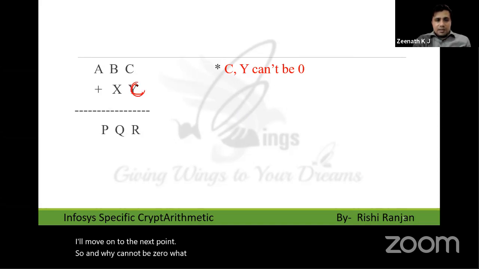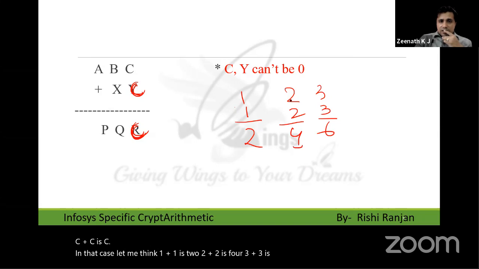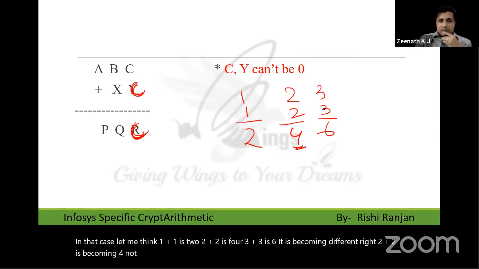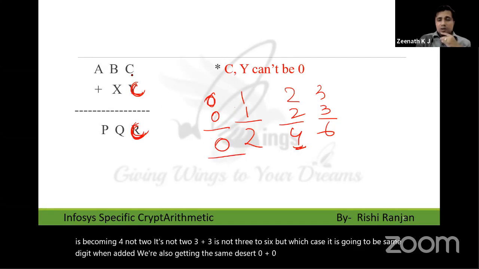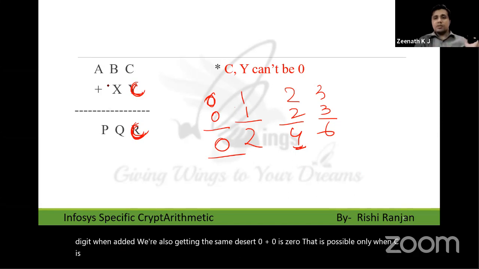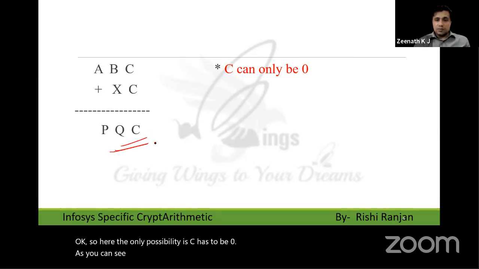What if it is C plus C is C? In that case, let me think. 1 + 1 = 2. 2 + 2 = 4. 3 + 3 = 6. It is becoming different, right? 2 + 2 = 4, not 2. 3 + 3 is 6, not 3. But in which case, when a digit is added to itself, are we also getting the same digit? 0 + 0 = 0. That is possible only when C is 0. There is no other possibility. C can only be 0. So here, the only possibility is C has to be 0.